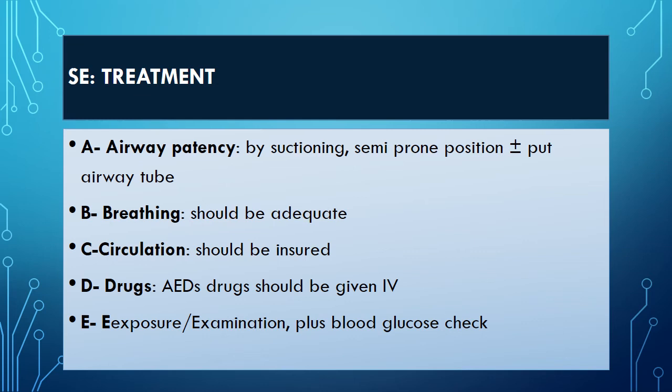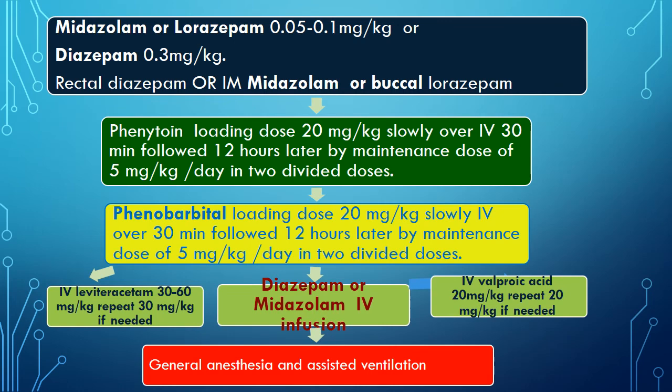Status epilepticus management. As status is a medical emergency, emergency stabilization is needed using the ABCD approach. Airway patency is ensured by suction, semi-prone position, maybe need for an airway. Breathing should be adequate. Circulation: an intravenous line is needed to give the intravenous anticonvulsant. Exposure and examination, plus immediate random blood glucose measurement. Anticonvulsant drugs should be given to control the seizure.